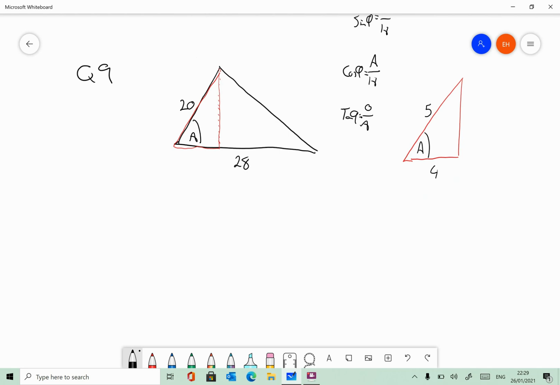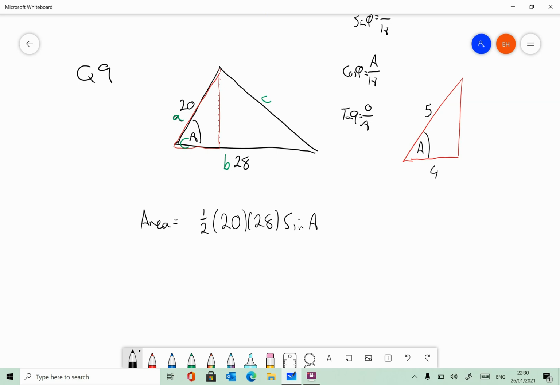So for us, it's going to be area is equal to 1/2 times 20 times 28 by the sine of A, because that's my C, that's my A, that's my B, and therefore that's my small c.